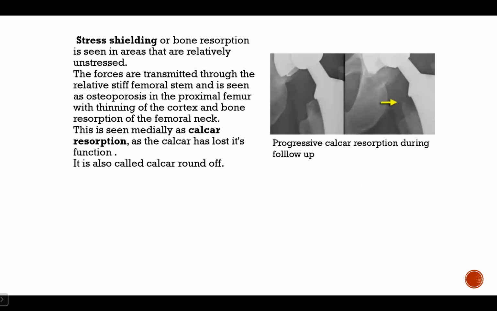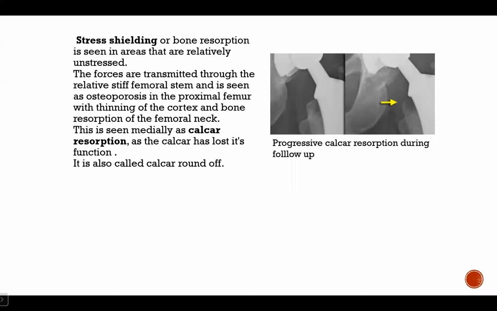Stress shielding or bone resorption is seen in areas that are relatively unstressed. The forces are transmitted through the relatively stiff femoral stem and seen as osteoporosis in the proximal femur, thinning of the cortex, and bone resorption of the femoral neck. This is called calcar resorption. As the calcar has lost its function, it's called calcar round-off, as we are seeing in this radiograph.